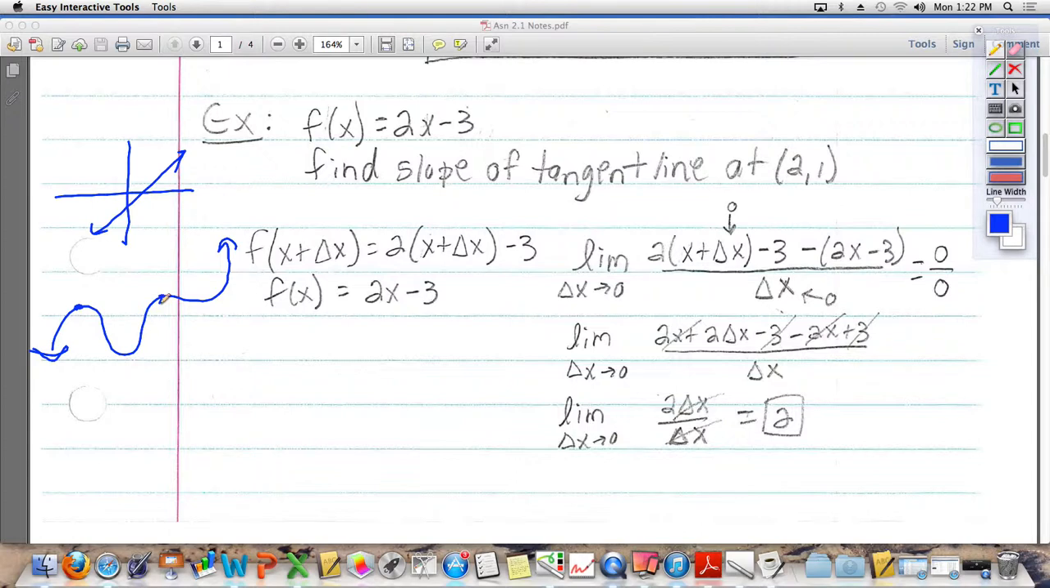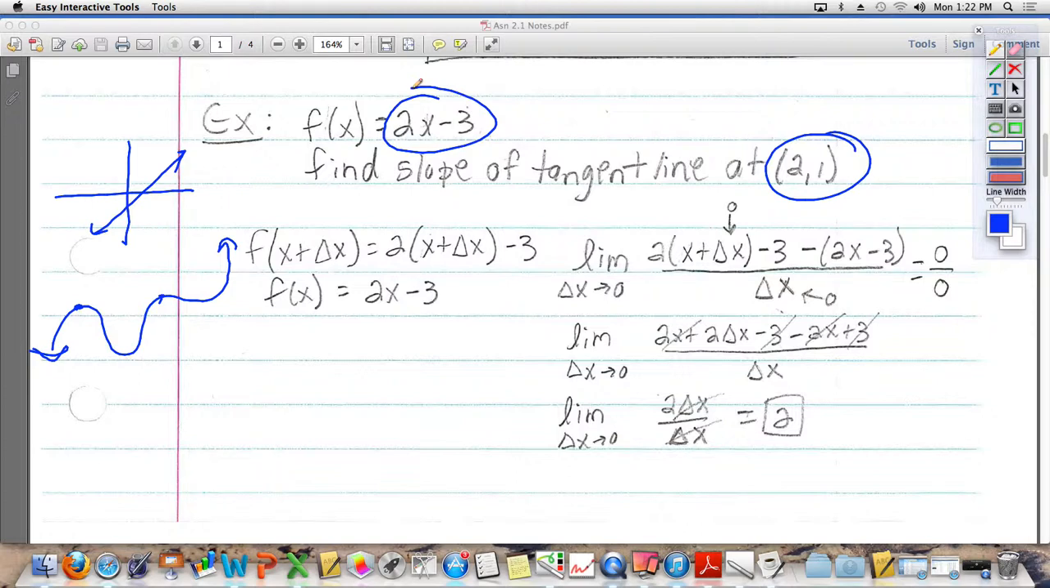But let's do it. Here's the function, f of x equals 2x minus 3. Find the slope of the tangent line at (2, 1). Remember, on the top, in order to do this, we need to figure out the value of the function when you replace x with x plus the change in x. And then we have to have the original function also. So f of x plus the change in x is equal to, I go back to the original function, 2x minus 3, and you replace the x value with x plus the change in x. Are you with me?